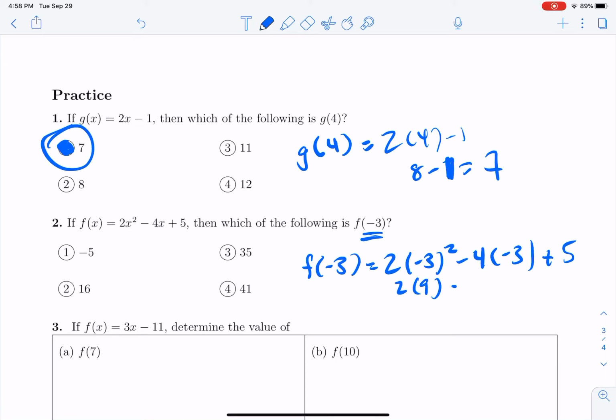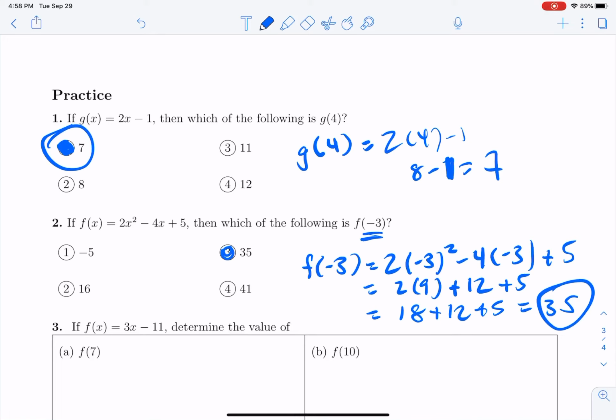Negative 4 times negative 3 is 12. And then add another 5. Now I have 18 plus 12 plus 5. That's just a nice, neat 35. Oh, and that's one of my answers, so I feel good about that.